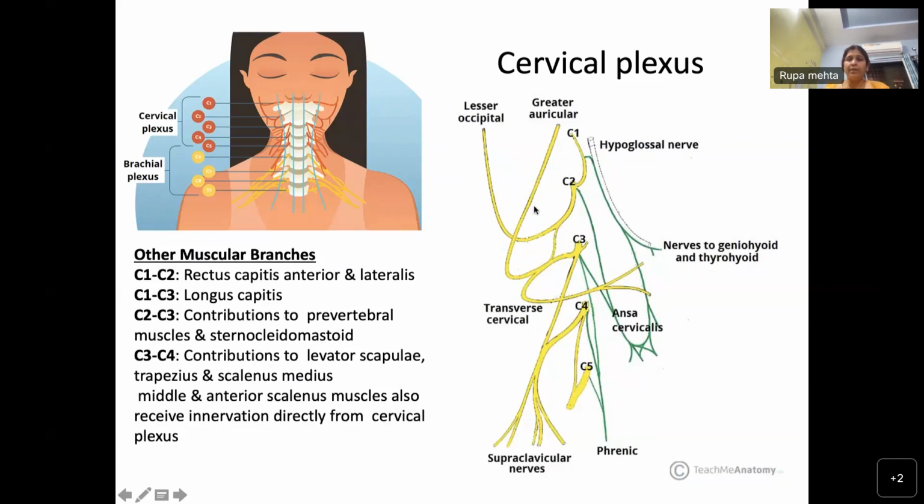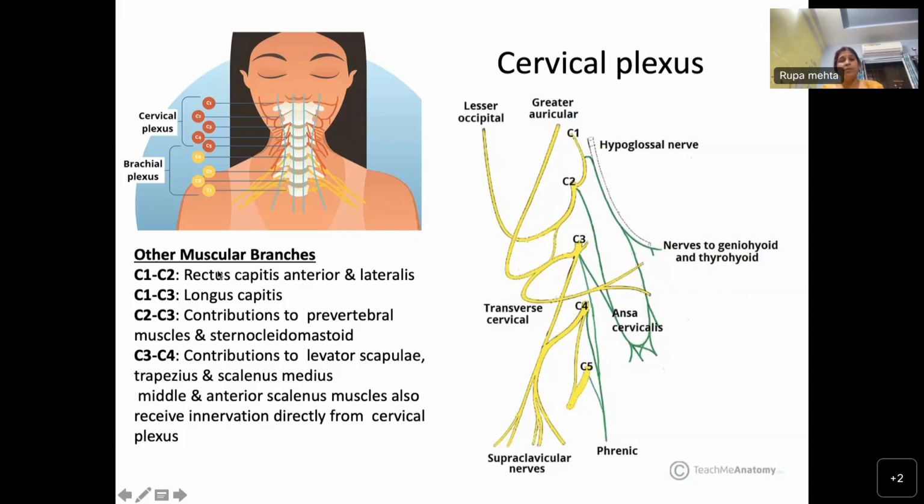Okay, so you have the various sensory divisions, greater auricular, C1, C2, C3, then lesser occipital, transverse cervical and supraclavicular nerves. Then C3, C4, C5 forming the phrenic nerve. A twig from the C1 travels with the hypoglossal nerve, which supplies the geniohyoid and thyrohyoid. And C1 and C2, the twigs combine and form the ansa cervicalis in front of the internal jugular and supply the infrahyoid muscles.